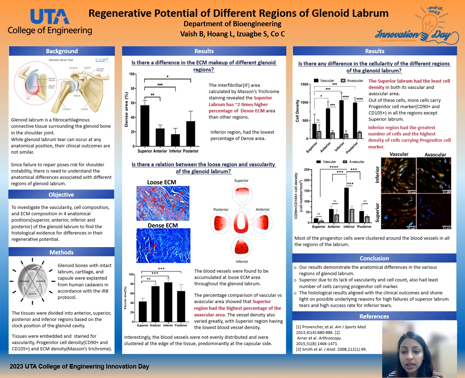density. In the end, our histological data aligned with the clinical outcomes, and we were able to shed some light on the possible underlying reasons for the differences in the glenoid labrum tear regions. We believe our results will be very helpful for future scientists to come up with different regenerative solutions for glenoid labrum tears. By addressing the differences in vascularity, progenitor cell count, and ECM density, they will be able to find solutions that can work for specific regions of the glenoid labrum.